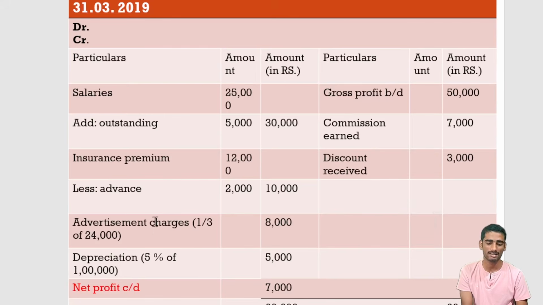What do you have to do? First, sum everything. You will get the total debit, and when you sum the credit side, you will get the total credit value. If credit is greater than debit, then you are in profit. If credit is less than debit, then you are in loss. If a loss came, then you have to write it here. If a profit came, then you have to write it here.